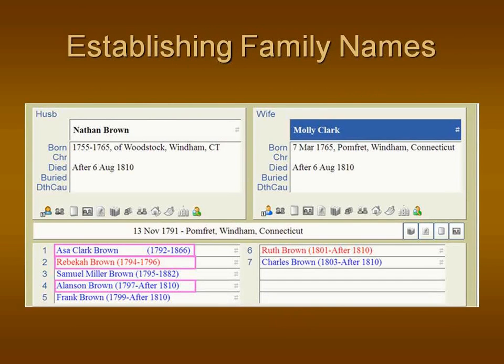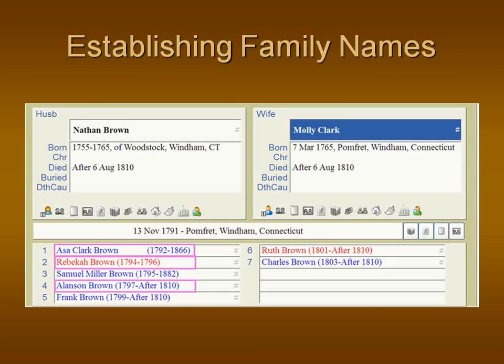Okay, so here we have that same family group sheet of Nathan Brown and Molly Clark. Now we don't know who Nathan Brown's parents are, but we do know who Molly Clark's parents are. If you look at this, we can make some determinations here. First off, we've got Asa Clark Brown. Well, you don't have that information available to you on the screen, but we know that Asa Clark is Molly Clark's father. So that's pretty clear. The first child was named after her father.